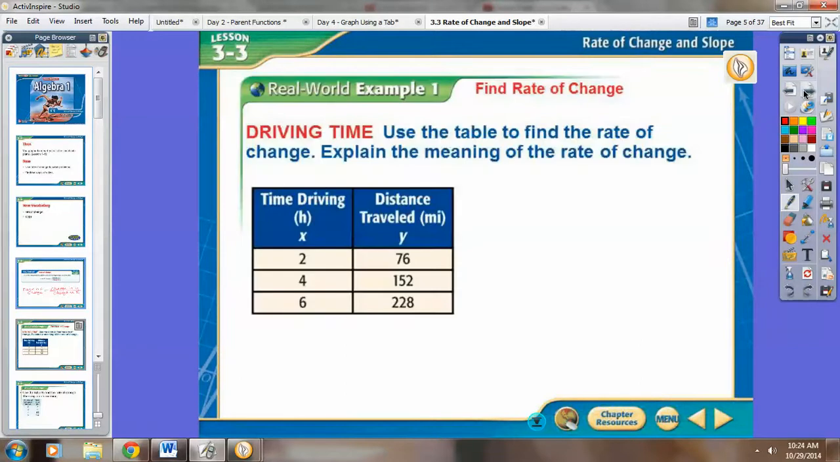So I'm giving you a couple of tables here, and we're asked to find the rate of change. It says, use the table to find the rate of change, explain the meaning of the rate of change. So you have a table of values. We have x values and we have y values. To find the rate of change, they tell us to take the change in y divided by the change in x. It doesn't matter which ordered pairs you use, just pick two. These are all linear functions. So in the first table here, let's find our rate of change. You pick two always? Always.